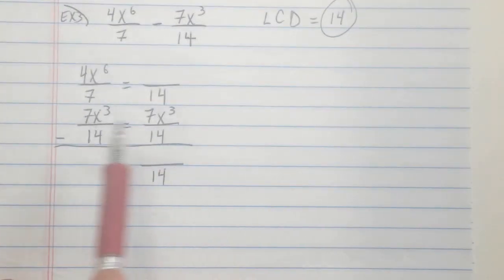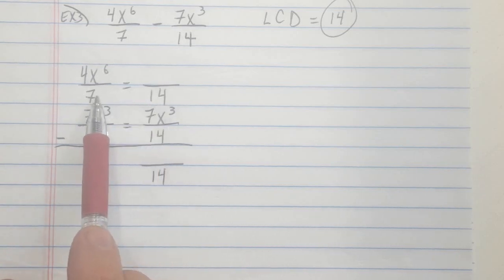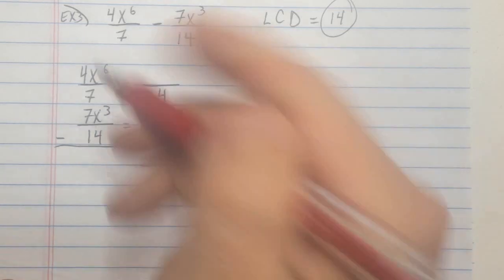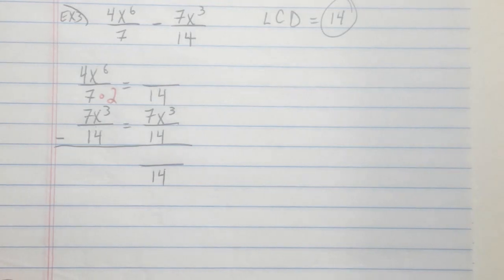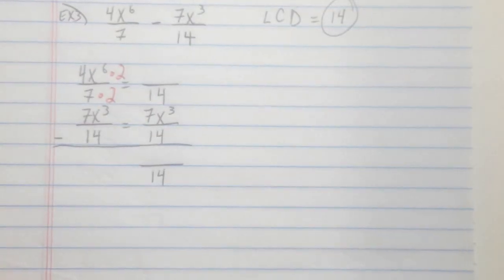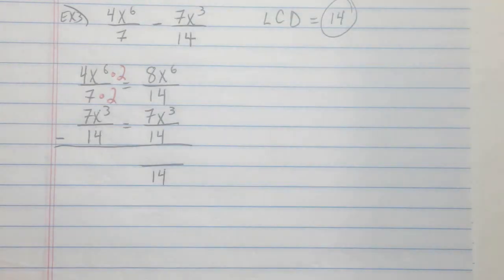But this top one, I got to get this 7 to 14. Well, what do I have to multiply by 7 to get it to 14? That's what you're asking yourself, and the answer would be you got to multiply it by 2. If I multiply the bottom one by 2, I have to multiply the top by 2 as well. There it goes. 4 times 2 would give me 8x to the 6.